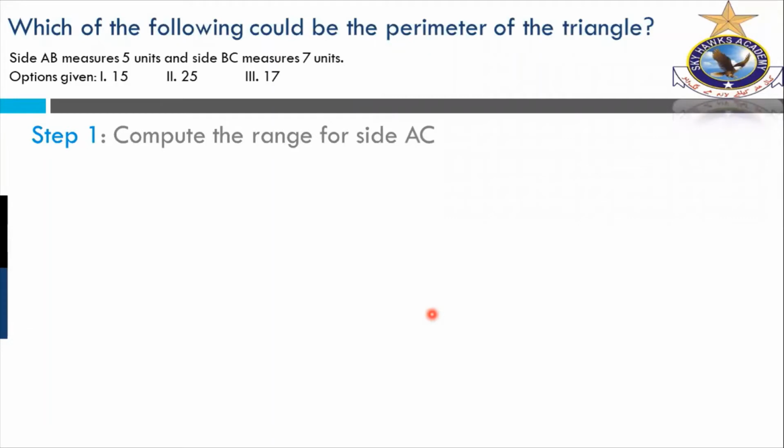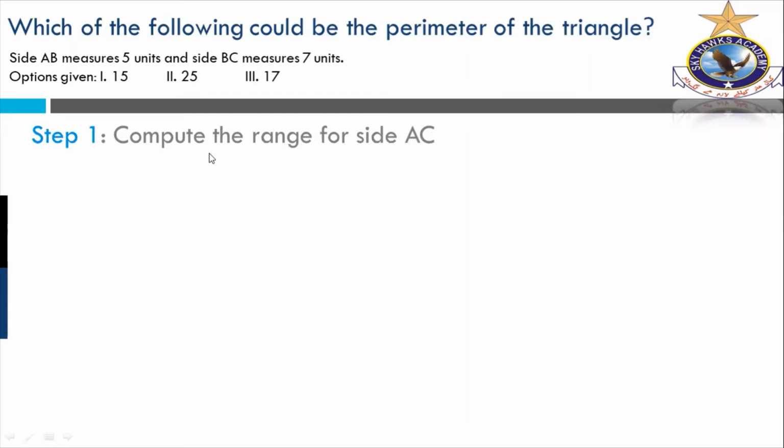Okay. So all the time, as I was saying, the problem must be in front of you. Which of the following could be the perimeter of the triangle? Side AB measures 5 units and side BC measures 7 units. Options: 15, 25, and the third one is 17. So this must be in front of you all the time. That's why we are working on this idea that the sum of the two sides is greater than the third side.